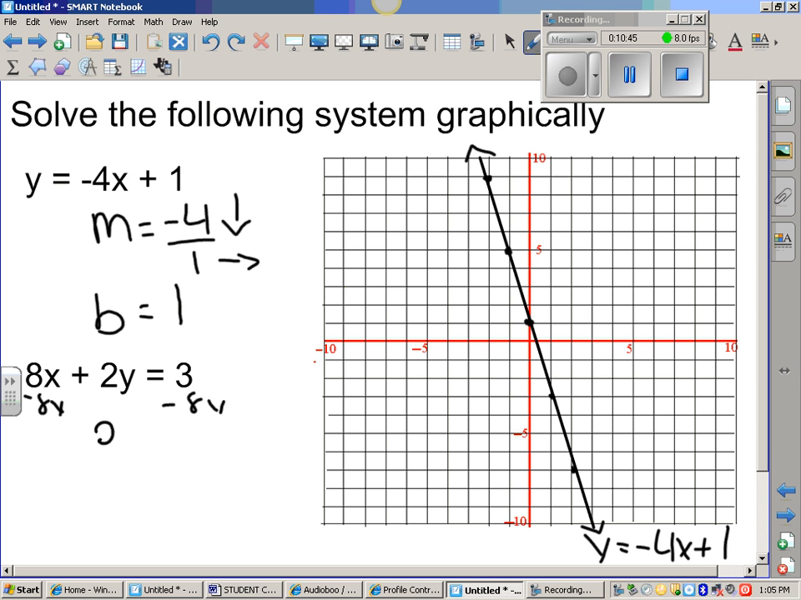So then 2y equals negative 8x plus 3. Okay, now the 2 and the y are connected by? Multiplication, so you divide them.